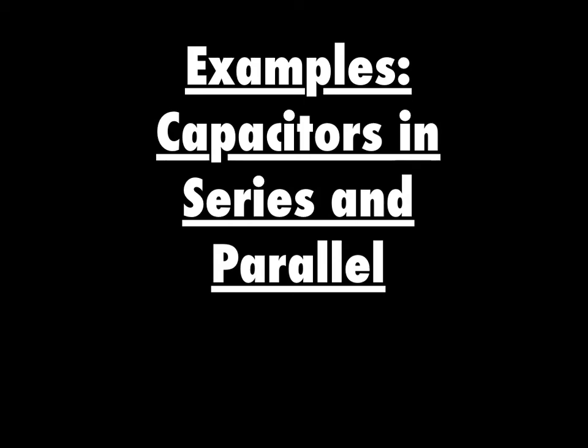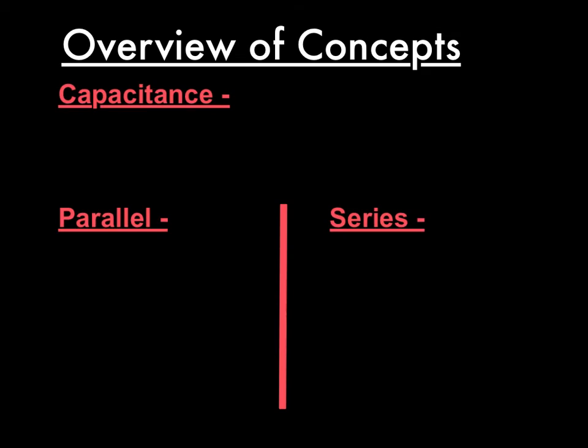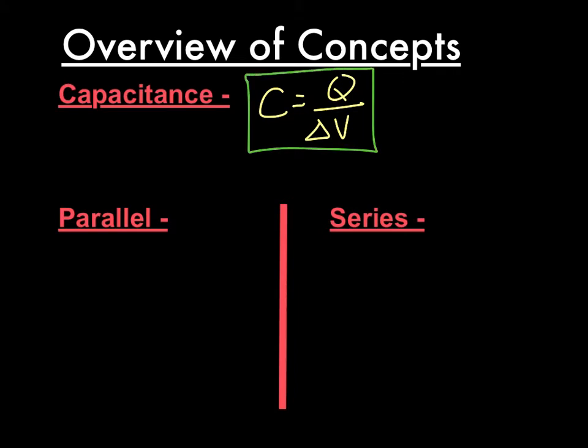Here are some examples for wiring capacitors in series and parallel and how to calculate charge, current, and capacitance of the system. First thing we need to do is talk about capacitance. Now remember that capacitance is the ratio of charge to a potential difference across a conductor. So you'll be using this equation over and over again, and it's just a matter of which Q and which V you plug in.